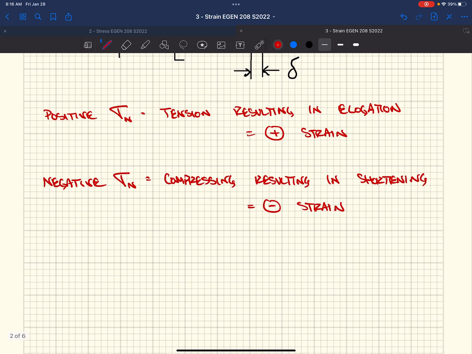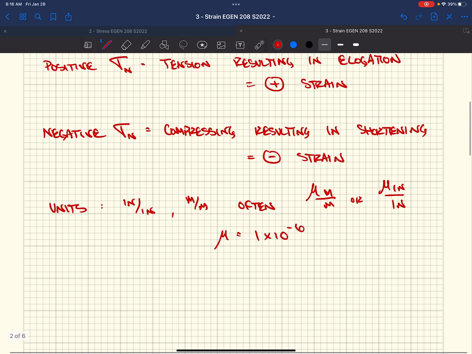As I mentioned, the units are inches over inches, meter over meter. Oftentimes, it's denoted as what we would call microstrain. So it'd be mu meter over meter, or mu inches over inches. What does that mean? Well, it's just an easier way of making the number bigger, because strain is generally very small. It might be literally 0.002 inches per inch. So in order to denote that as a larger number, we would call it microstrain.